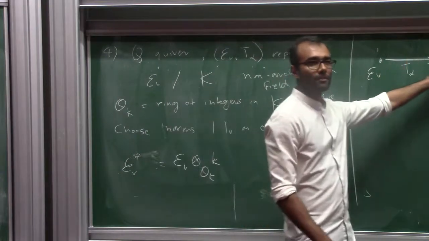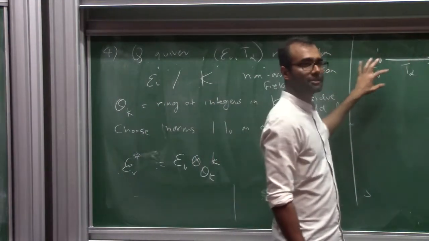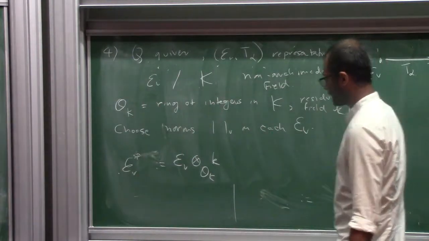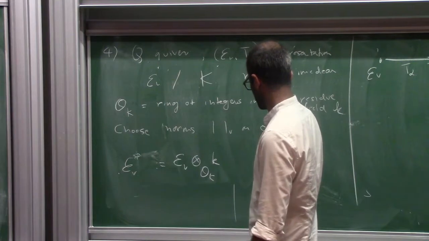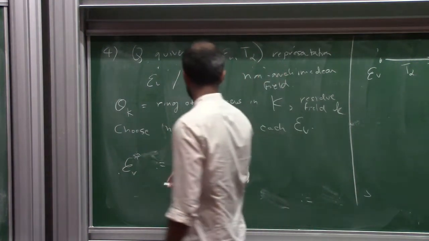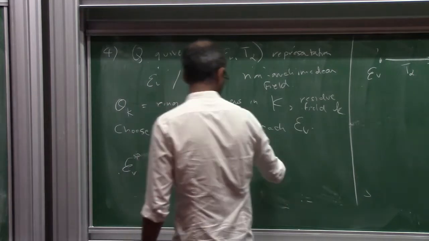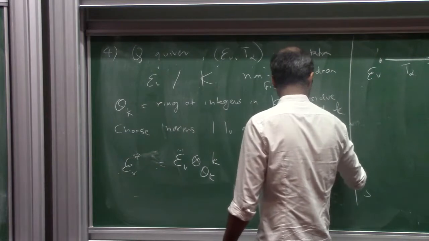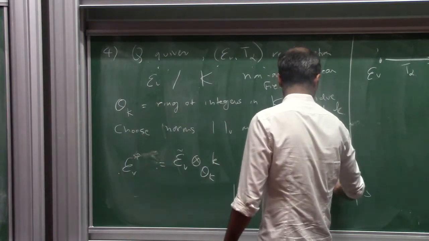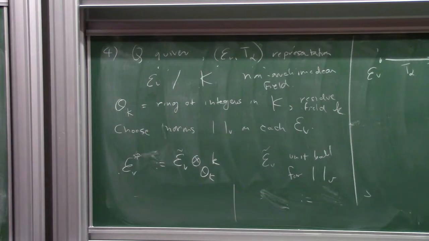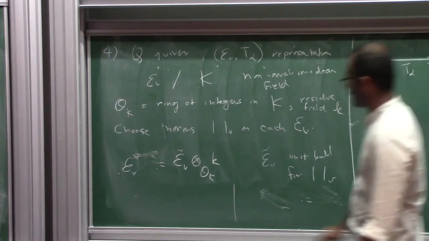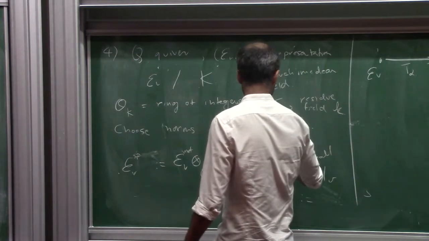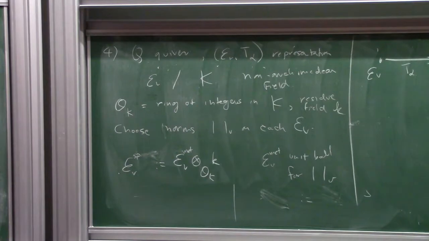So I claim that having such a morphism gives you a pair of filtrations on both these vector spaces. Because it's not EV, it's the unit ball. Oh yes. So EV tilde, where EV tilde is the unit ball for the norm. Thanks. Maybe instead of EV tilde, the notation later is ED net. So this is the metrized object.